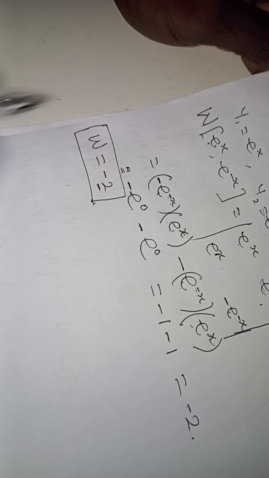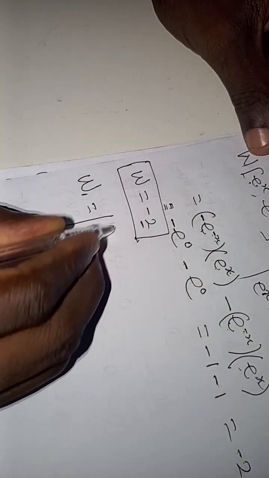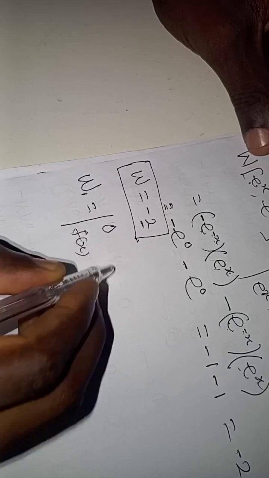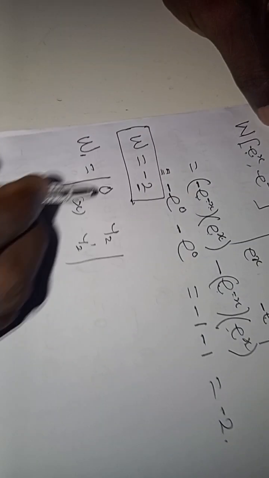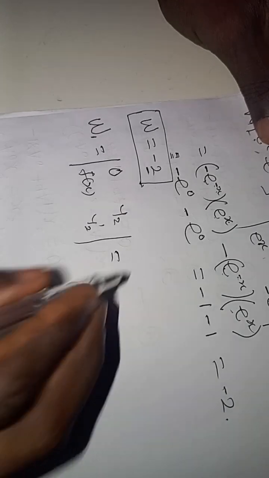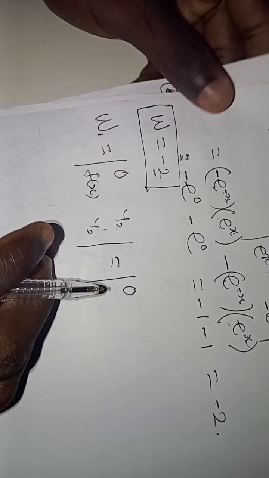We've gotten W. So the next step here we are going to look for is W1. W1, from the expression I gave, is equal to the determinant of 0, f of x, and y2, y2 prime. So I'm going to have equal to my 0, my f of x was given from the question.